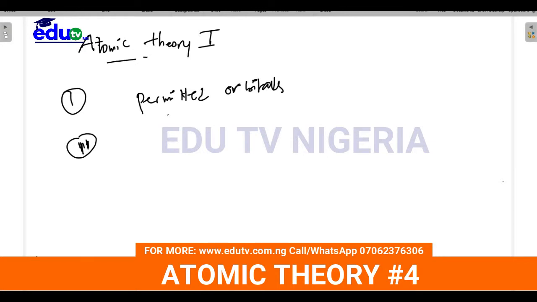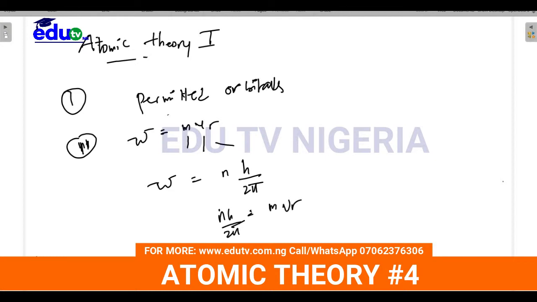As a result of the circular motion, electrons will have angular momentum. This is the mass, this is the velocity, and this is the radius. n is the principal quantum number. We also find that it equals h over 2 pi, so n times h over 2 pi is equal to mvr.